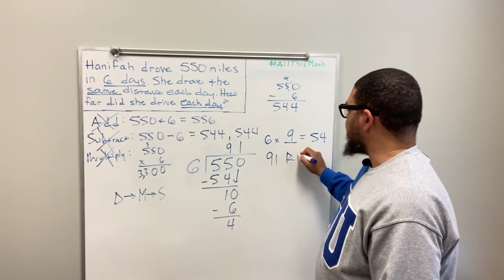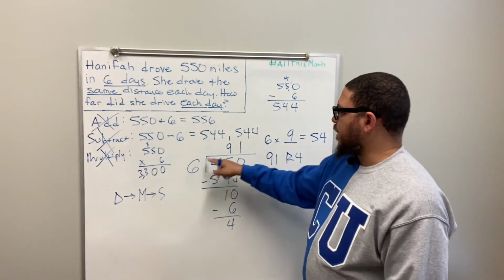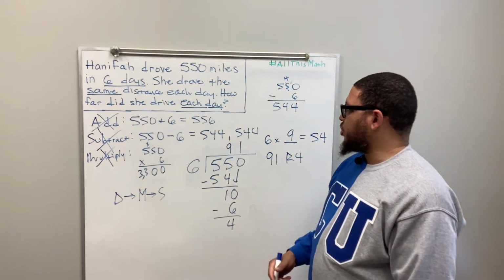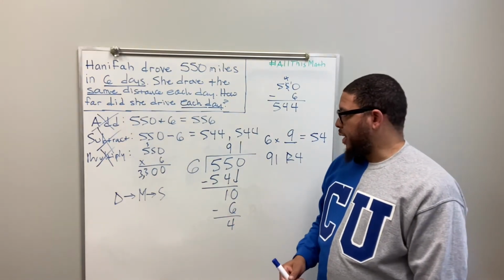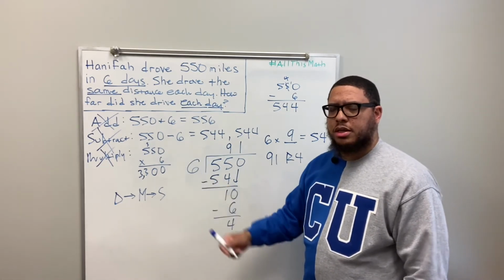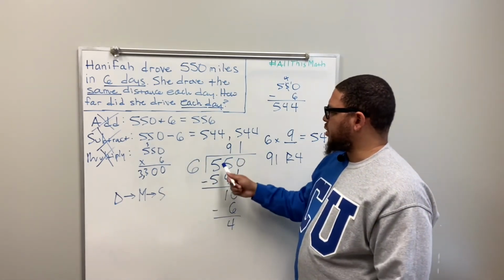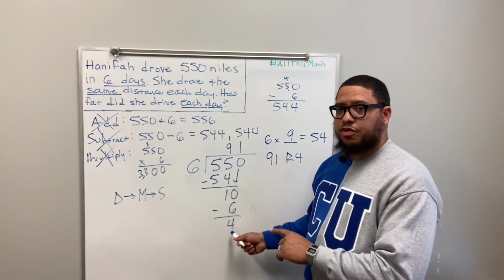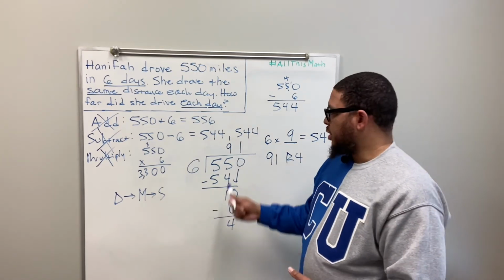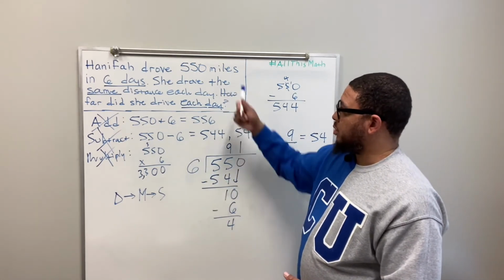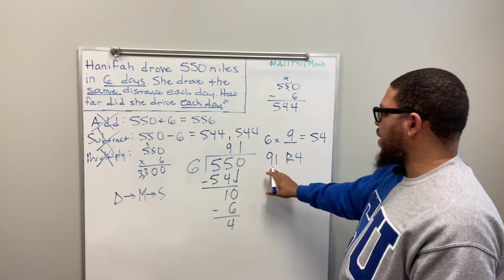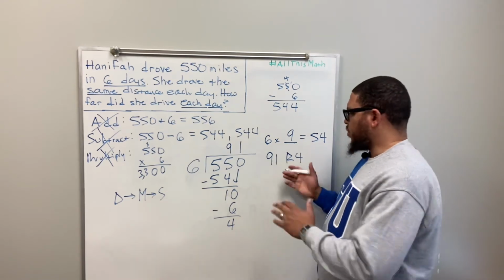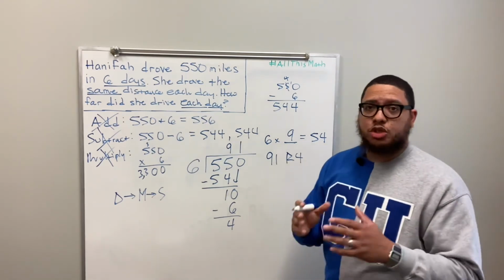Because this is really what happens. If I was to multiply 91 times 6, it would give me 546, right? But you would say, doesn't that mean that 91 goes into 550 6 times? It does, but there's a remainder of 4. So you'd have to add the 4 in order to get the 550 miles, right? So we could say she drove 91 miles each day with a remainder of 4 miles left over.